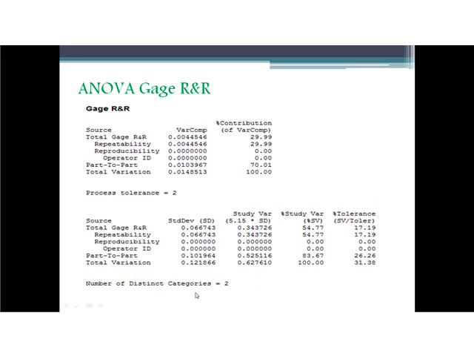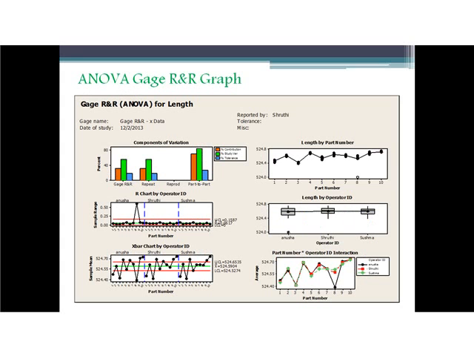Coming to the number of distinct categories. The number of distinct categories is estimating how many separate groups of parts the system can distinguish. Here it should be greater than or equal to 5 for the system to be acceptable. In our case it is 2, so it is not acceptable.